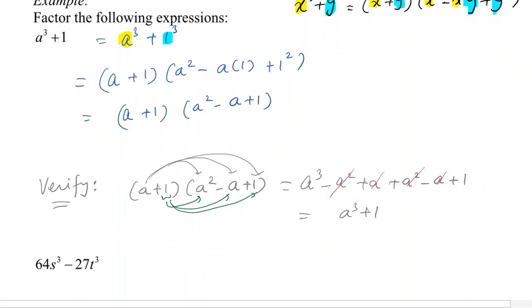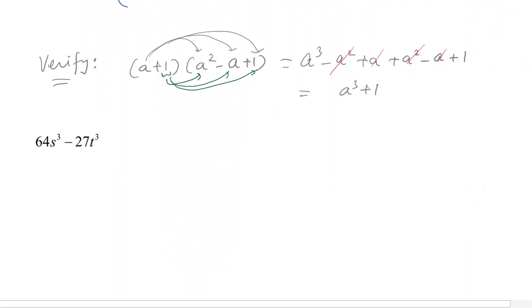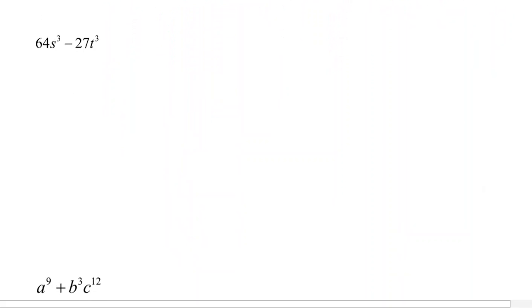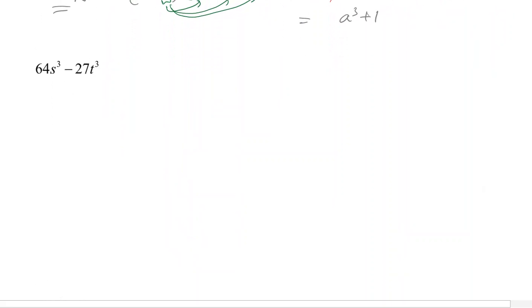Okay, let's try a few more. So next one is 64s cube minus 27t cube. Again, the first step is you have to recognize whether this is of the form perfect cubes. So we have to think about, is this of the form some cube minus some other cube?